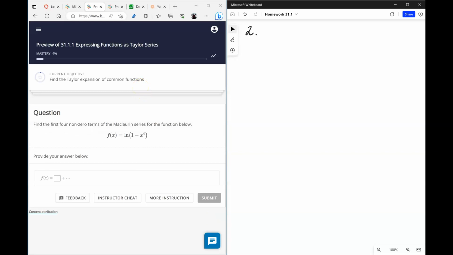So let's go ahead and go to the next problem. We have a new function and find first 4 non-zero terms. Again, we can do it by starting with a function. Let's maybe try first few of them. F of x is ln of 1 minus x to the 4.